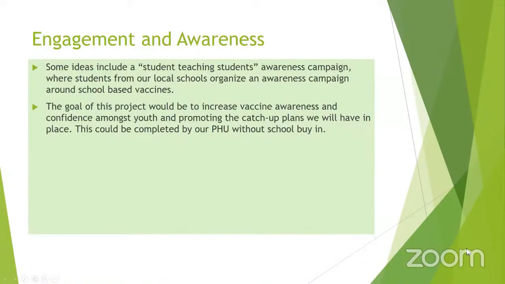So for engagement and awareness, we're currently exploring different campaign ideas. So some of these ideas include a student teaching students campaign, where students from local schools can organize a campaign. Themes that they might cover could include why they should get routine vaccines, how they work, why they're important for short and long-term health, and which ones they should have received by the time they finish high school. This will help capitalize on publicly funded vaccines. And the goal of that project would be to just increase awareness and confidence amongst the youth, and then promote our catch-up plans that we'll have in place.